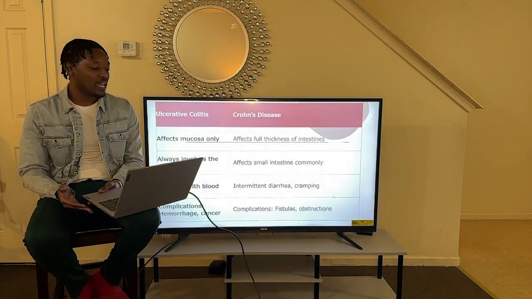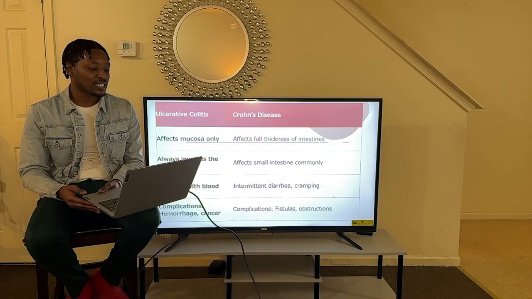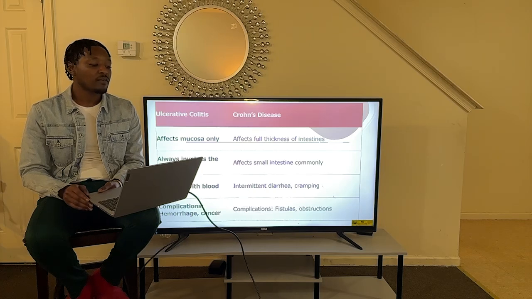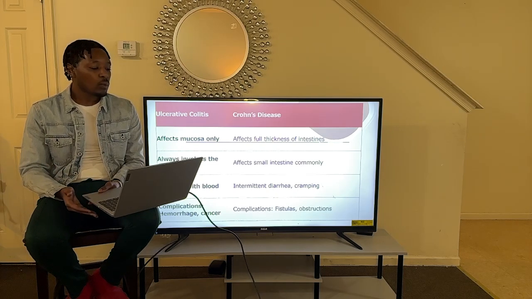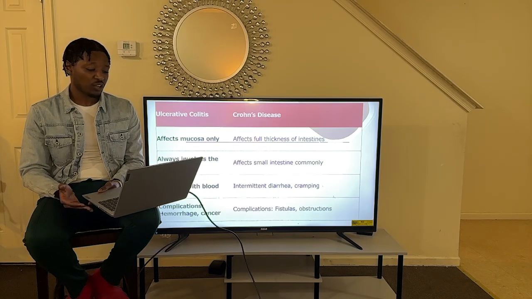These are pretty much some of the main differences between ulcerative colitis and Crohn's disease. So with UC, the mucosa is the only part infected. With Crohn's disease, you have full thickness involvement in the intestine, which is usually the small intestine. For UC, it always involves the rectum. And like I said, for Crohn's disease, it's mostly the small intestine. For UC, diarrhea with blood. For Crohn's disease, intermittent diarrhea with cramping, no blood.